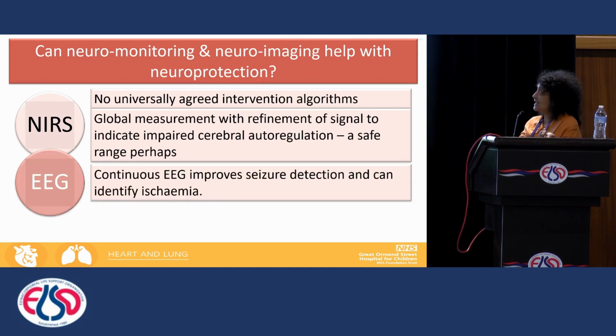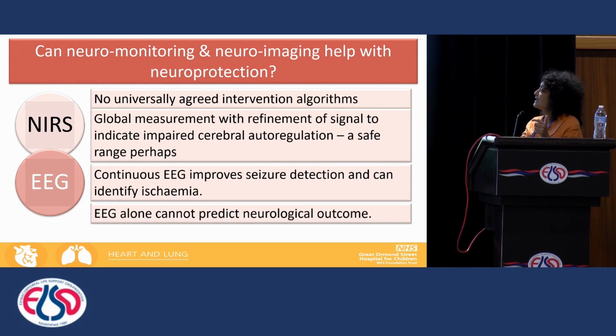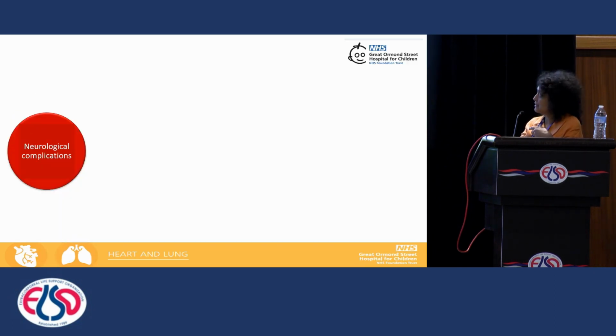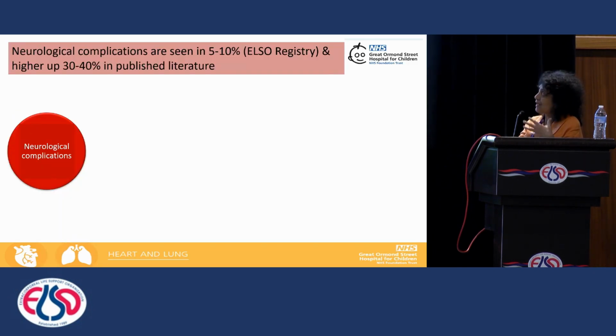We know that with EEG, continuous EEG improves seizure detection and can identify ischemia, very sensitive to identify ischemia, but it alone cannot predict neurological outcome. And MRI, which you can do after, can help you with identifying lesions, probably the severity, and prognosticate for clinical indications. So I'm coming to the end of the talk.